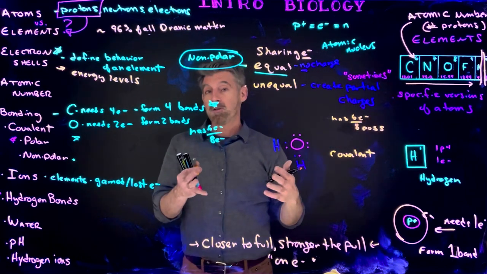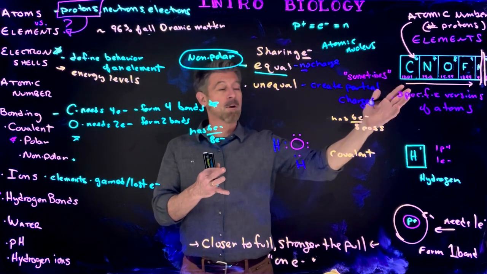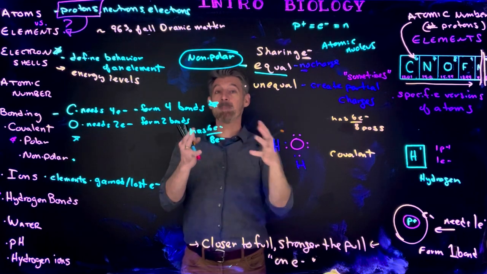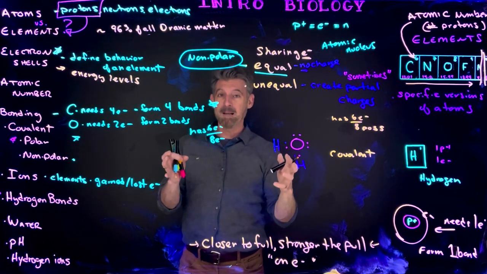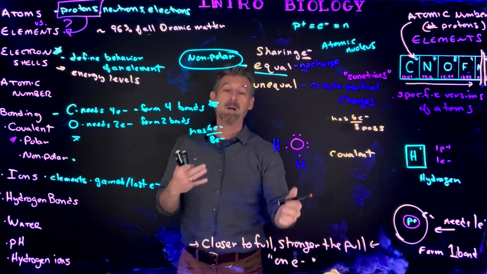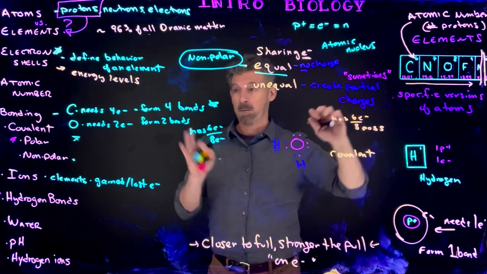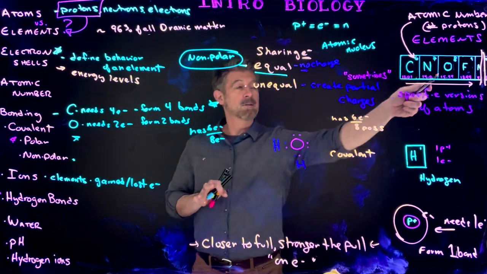Oxygen needs 2 more, pretty close, but not quite there. So it's not as strong as fluorine, but it's strong. Of all the elements in biological molecules, oxygen's the most, what we call electronegative, or the one with the strongest pull on electrons, because it's the closest to being full of the ones I said. Remember, oxygen, nitrogen, carbon, hydrogen. Of those 4, it's the closest.